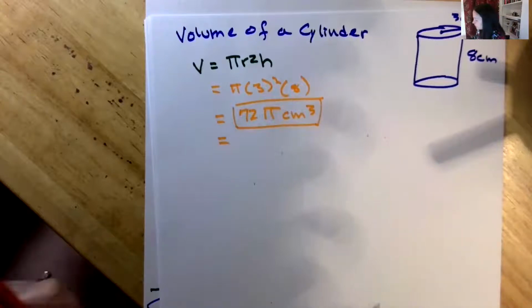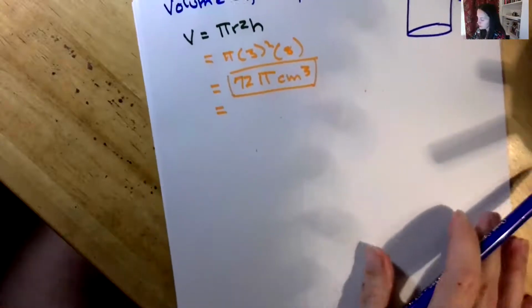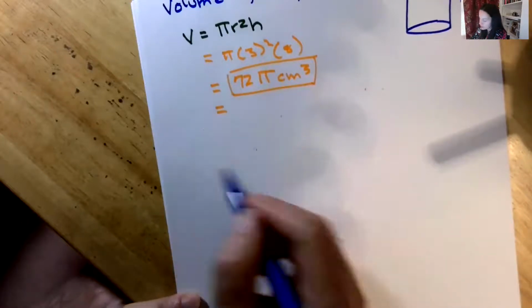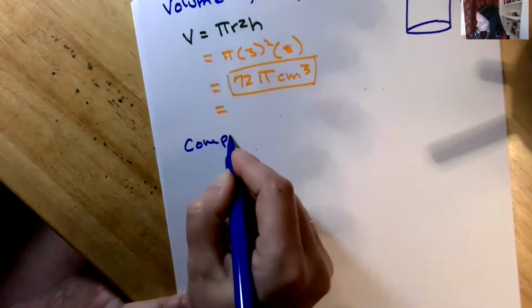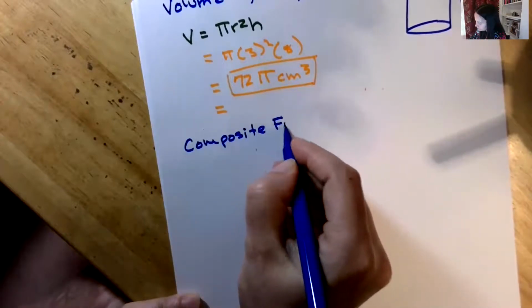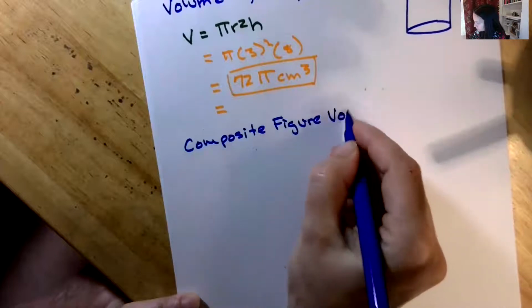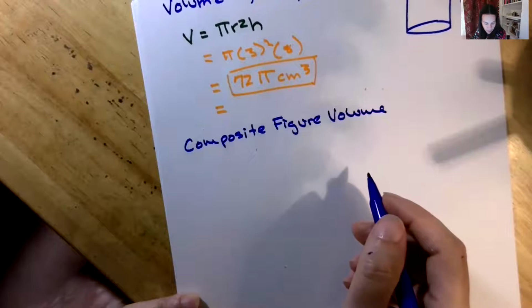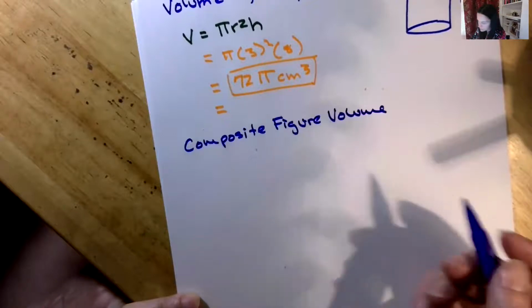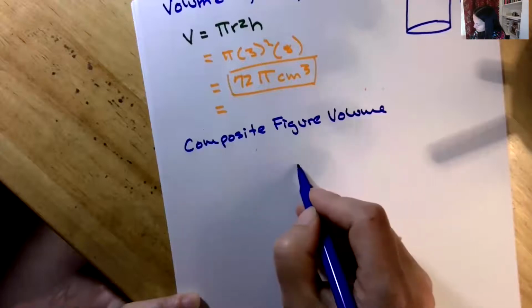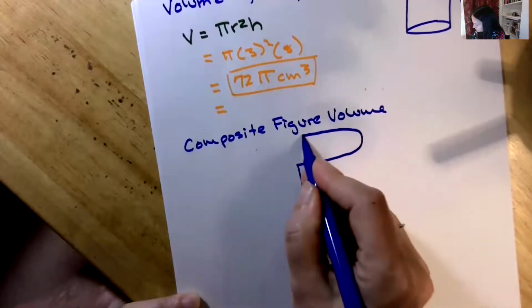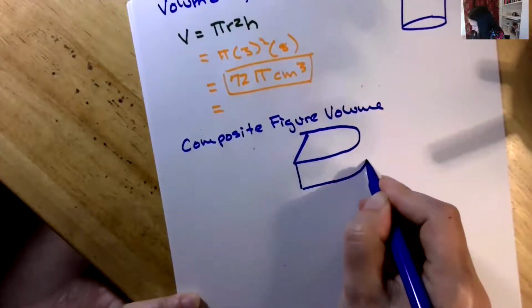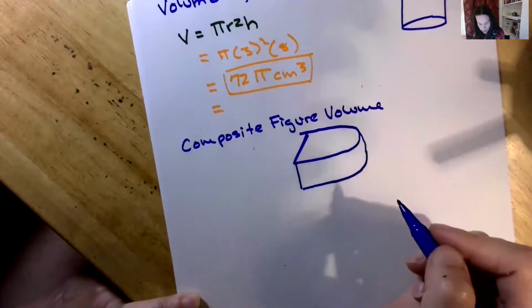Okay, how about finding the volume of a composite figure? Composite figure means we have more than one three-dimensional figure, or more than one shape that is coming together. So for composite figure volume, in this example, we have an aquarium shaped like so.